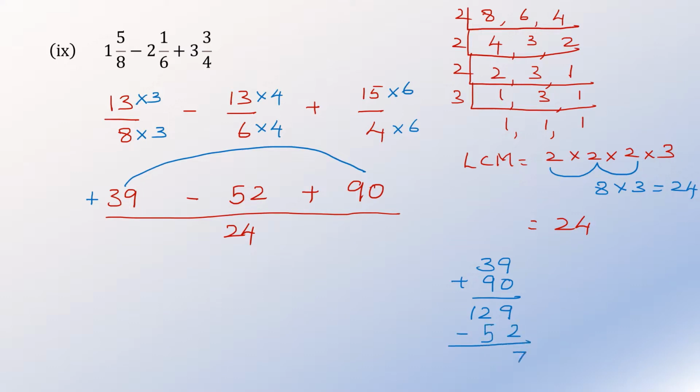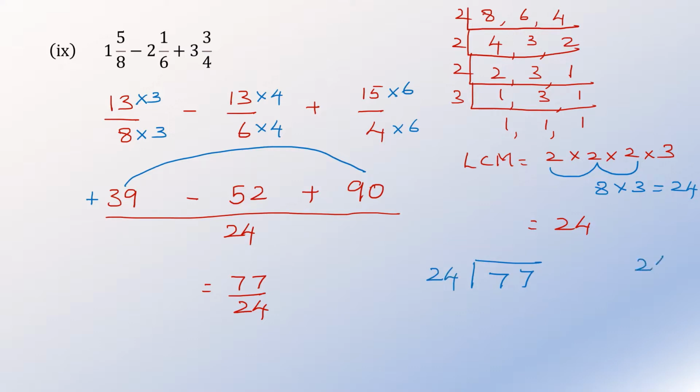9 minus 2 is 7. 2 minus 5 I can't do, so I borrow. 12 minus 5 is also 7. So here we've got 77 by 24. Again, it's an improper fraction, so let's convert it to a mixed number. 77 divided by 24. Let's do 24 into 3.